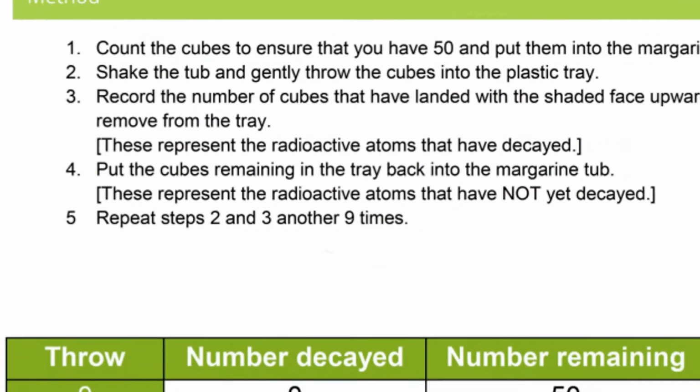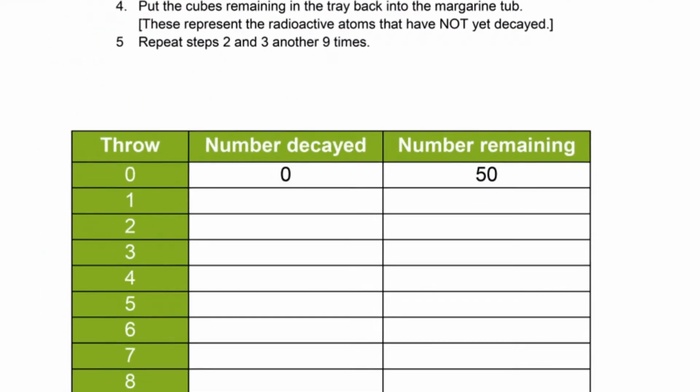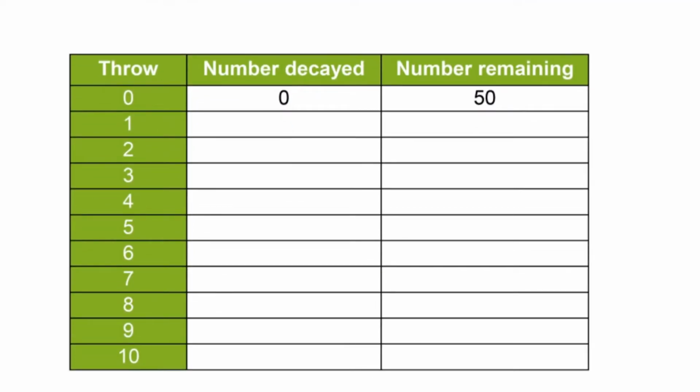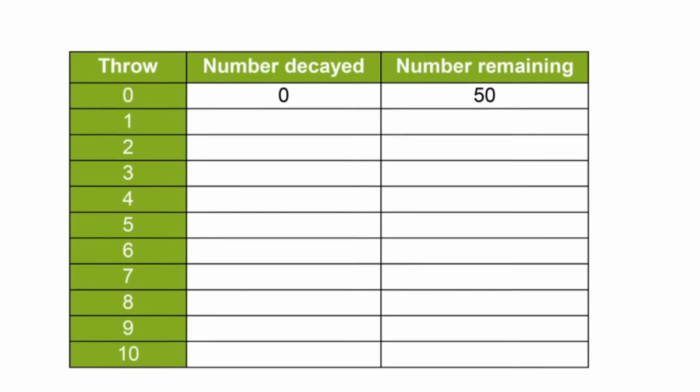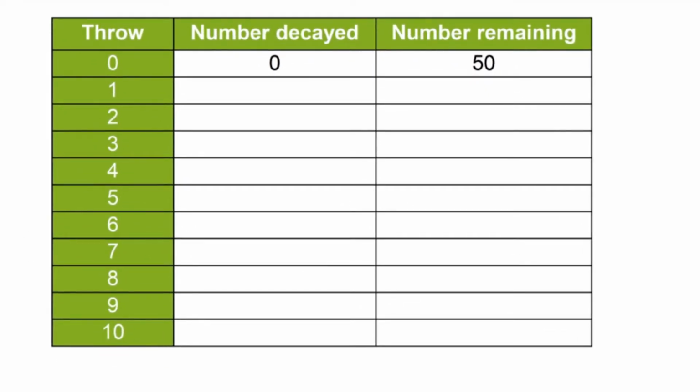The methods there, I'm not going to read through it. You can pause and read through it. But I am going to fill in this table because Mr. Hancock again has very kindly filled himself throwing these dice into a tray and then counting the number of decayed and undecayed. So I'm going to just show parts of the video, fill in the table, and then importantly compare the half-life for dice compared to coins.